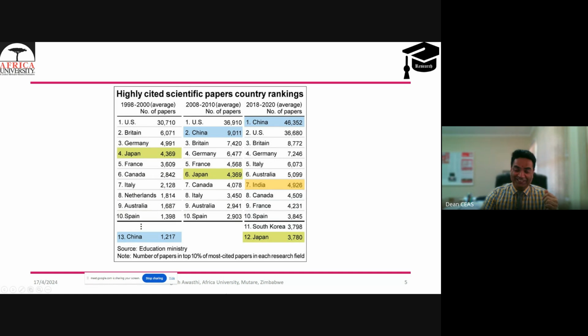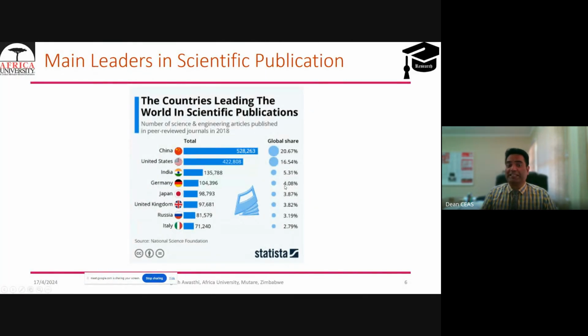You cannot say this is the effect of the government. This is the effect of our research, our researchers. So obviously we are doing very good in this area also. Then if you see the countries leading the world in scientific publication, again India is doing very well. Now it is at number 3, and China and the United States are number 1 and number 2 respectively. So in terms of academic publication, India is doing really very good.